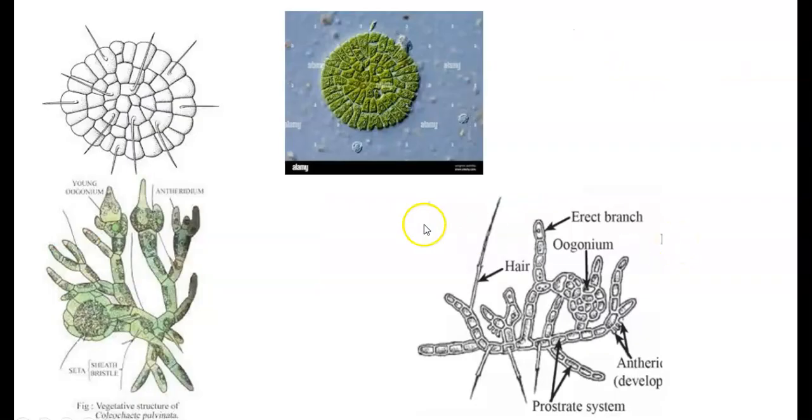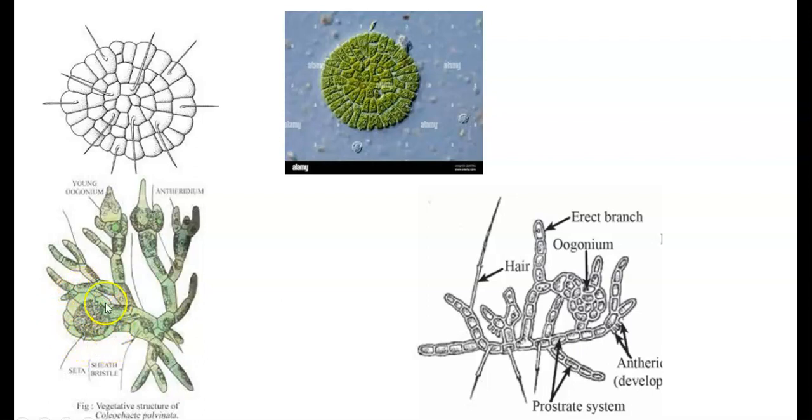Now if you want to see, this is the microscopic image of Coleochaete scutata, and in the case of Coleochaete pulvinata, you can see antheridium, oogonium, and after the antherozoids from the antheridium swim into the oogonium, it will be getting fertilized, and you can see one such structure, the fertilized structure or zygote.